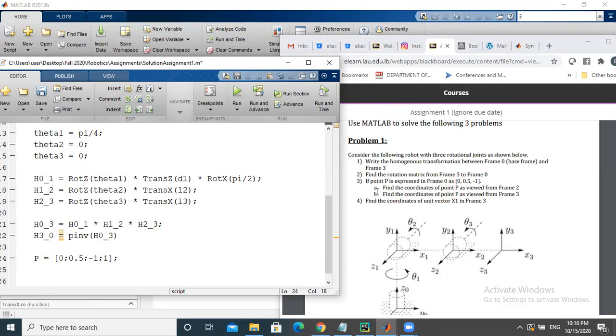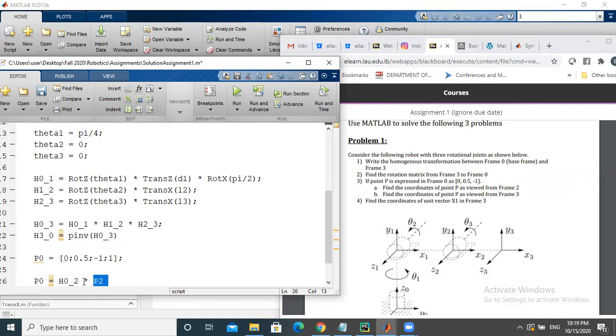So this is P as viewed in frame 0. I need to be able to view this in frame 2. How do I do that? I know if P was expressed in frame 0, let's call that P0, then P0 is equal to H02 times P2, where P2 is the point as viewed in frame 2.